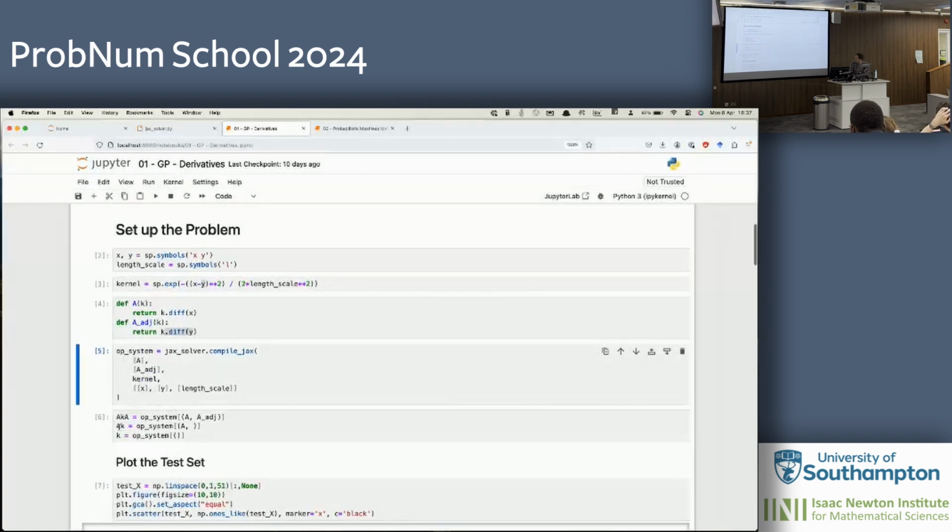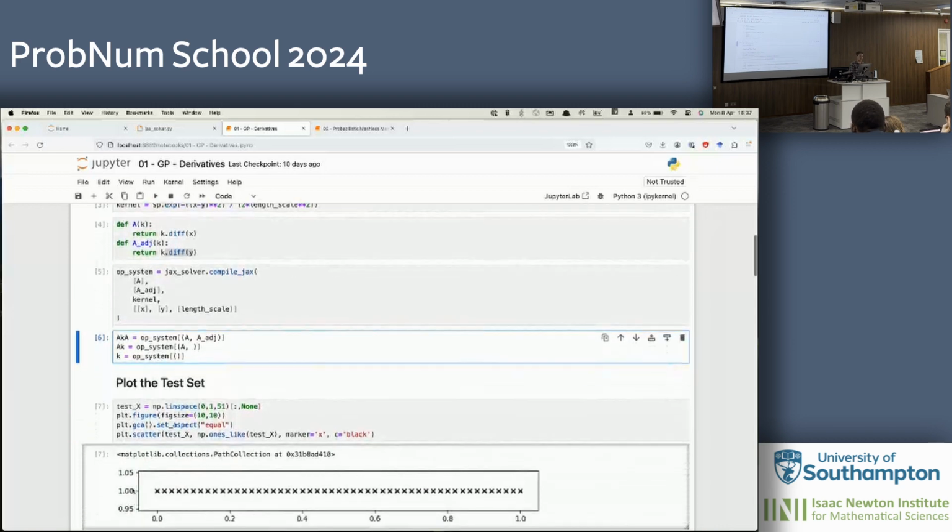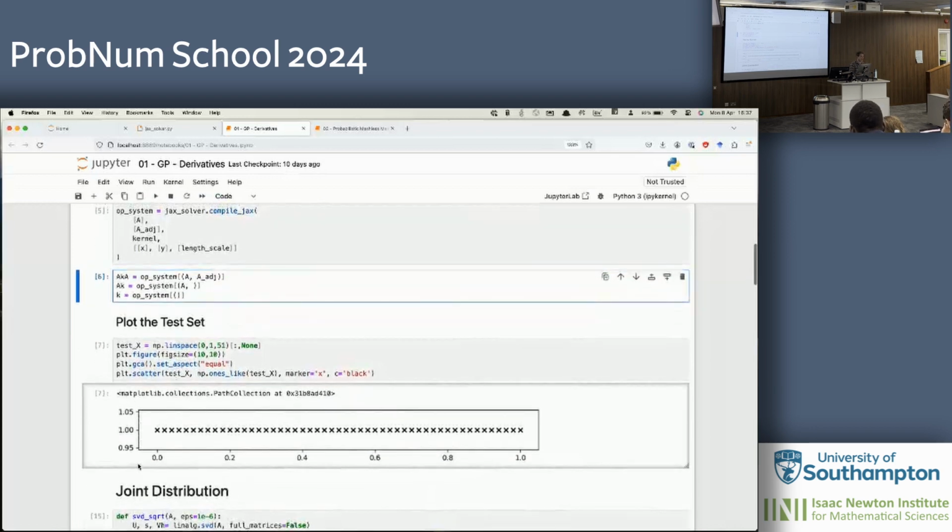Given this, we can access AKA, AK, and K itself from this compiled system. This is giving me my A adjoint that I had on the slides, this is giving me my information operator applied to K, and this is obviously just my kernel. Now I need to set up the conditioning problem. Here I have my test set, the set capital X of locations that I'm going to be evaluating my GP at.